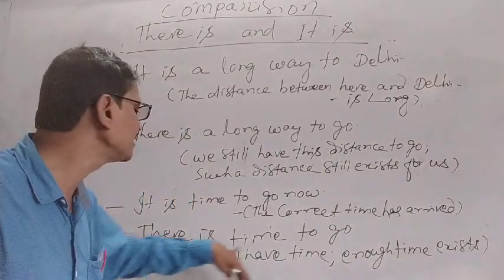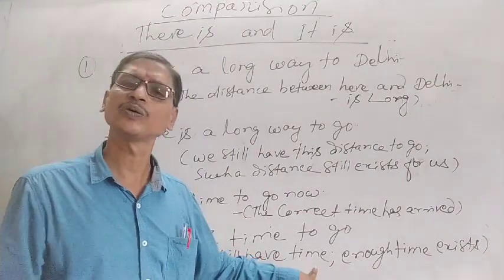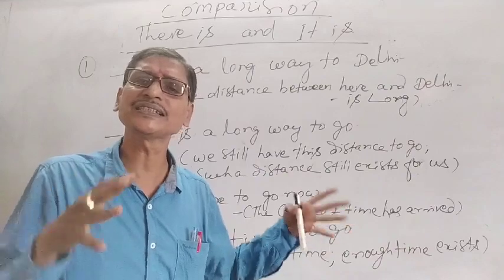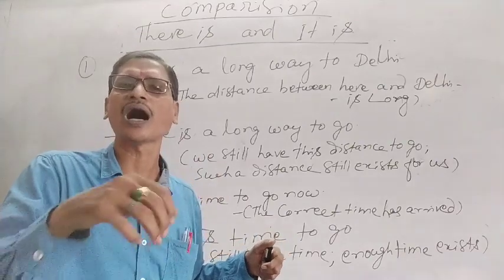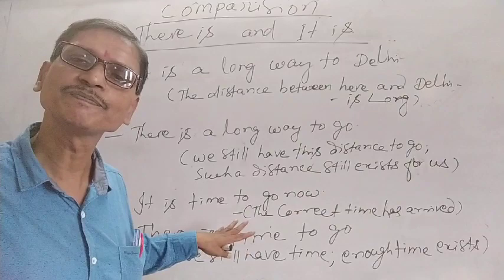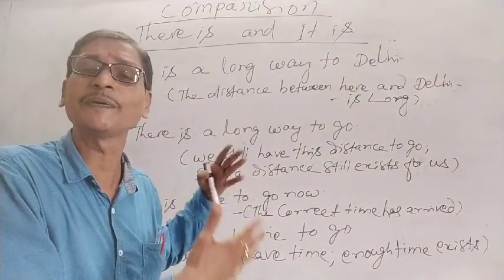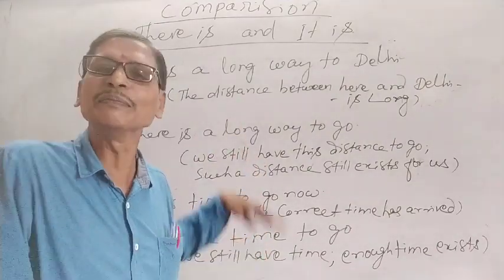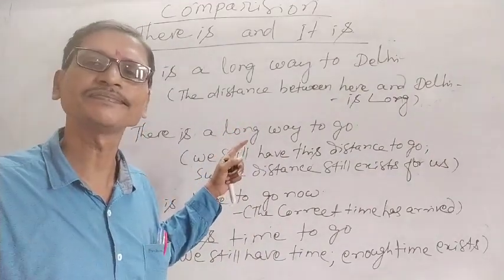What does it say? There is time to go. That means we still have time in our hand. Enough time exists. 5 minutes, 10 minutes still exist for us to go. Understand the difference? Clear? Okay. So let's understand there are some other differences between there is and it is. Let me write again on the board so that you will have a clear understanding. Okay?